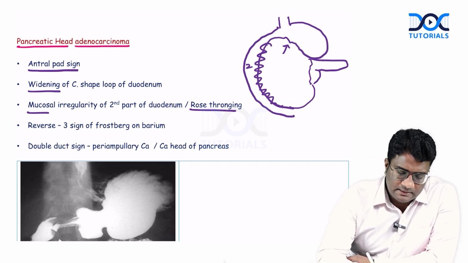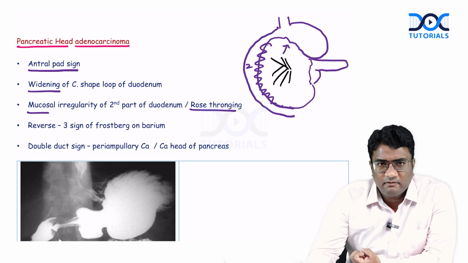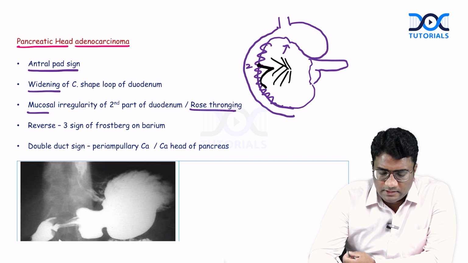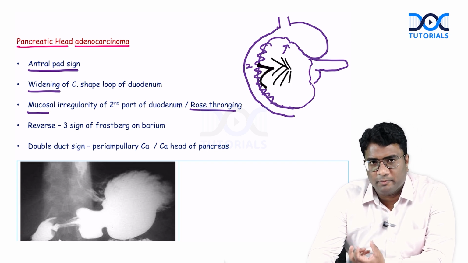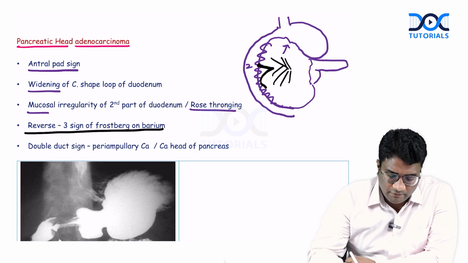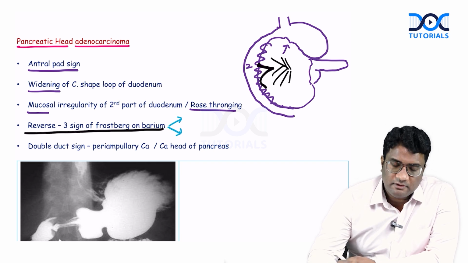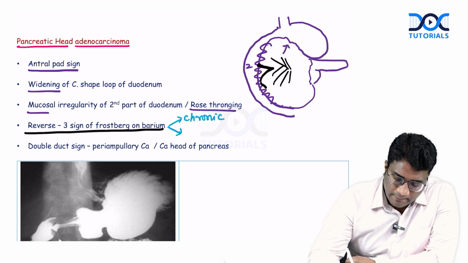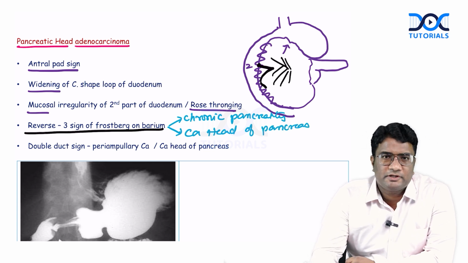And this puckered mass in the head of the pancreas can sometimes pull the medial wall of the second part of the duodenum inward, producing the reverse 3 sign of Frostberg on the barium study. The reverse 3 sign of Frostberg can be seen in both. It can be seen with chronic pancreatitis because of the fibrosis, or with CA head of pancreas. Both of them can produce the reverse 3 sign of Frostberg.